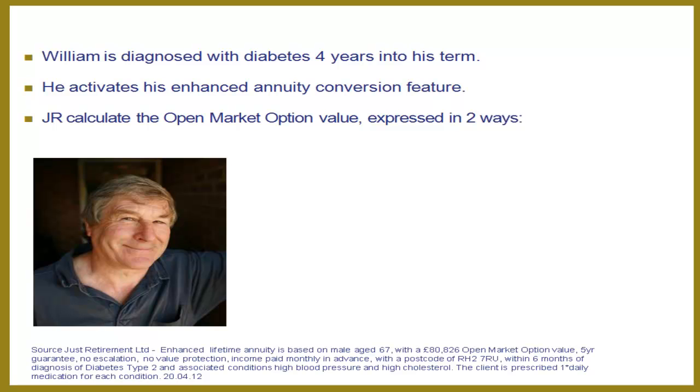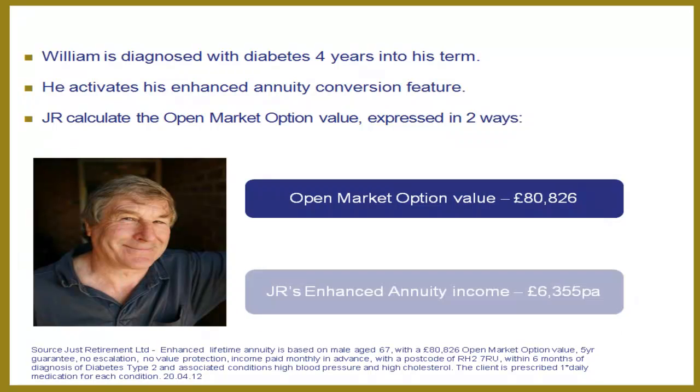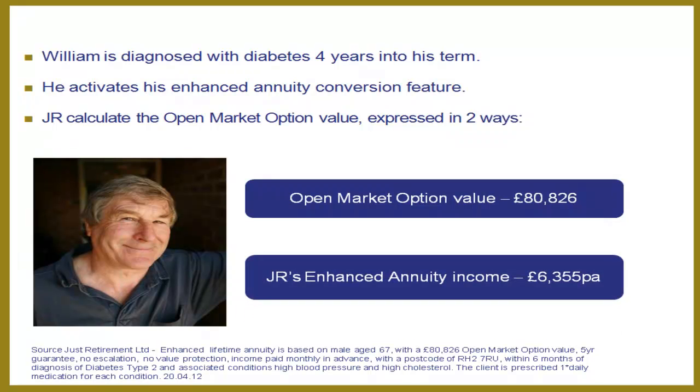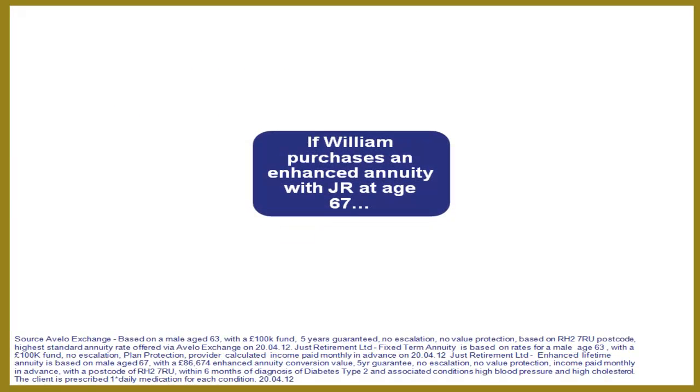4 years into the term, William is diagnosed with diabetes and activates the conversion feature. We calculate the conversion value and express this in 2 ways. First, the actual open market option value, which in this example is £80,826, and second, the amount of enhanced annuity income that may be payable, which is £6,355 per annum.